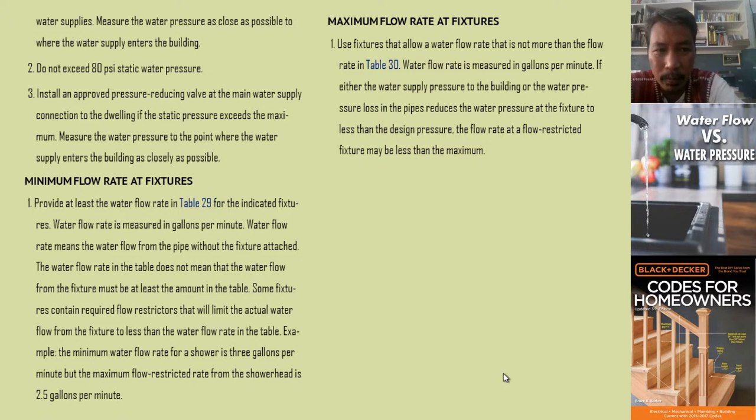Number 3, install an approved pressure reducing valve at the main water supply connection to the dwelling if the static pressure exceeds the maximum. Okay. So that is for controlling the water pressure. If the engine is too large, it will pose danger already. Imagine how large the engine of the train is compared to the engine of the car. Because it is large, it is dangerous. It is posing risk on the safety of our occupants. So what happens if something breaks down in the engine? It will cause injury, even death.